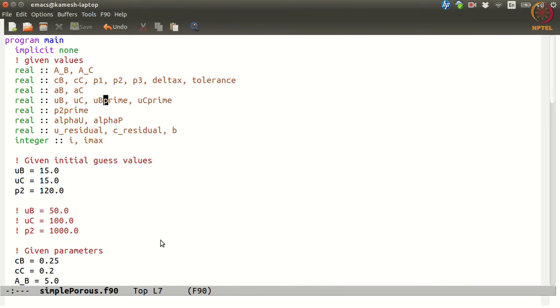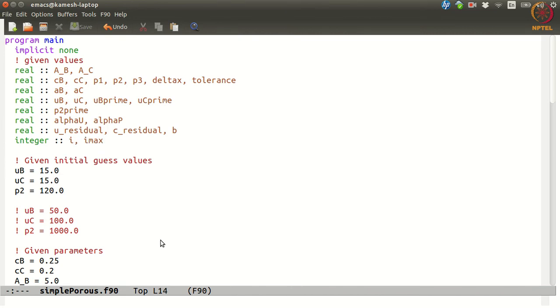UB prime, UC prime are the corrections for the velocities UB, UC, and P2 prime is the correction for pressure at location 2. Then we have the under-relaxation coefficients alpha U, alpha P, and we also have the residuals, both for the U momentum equation and for the continuity equation. And B corresponds to the B term in your continuity equation. Then we make use of a couple of integers, I and I max.